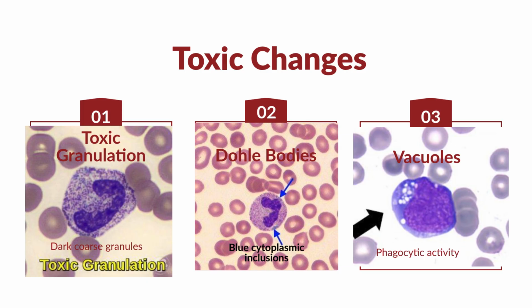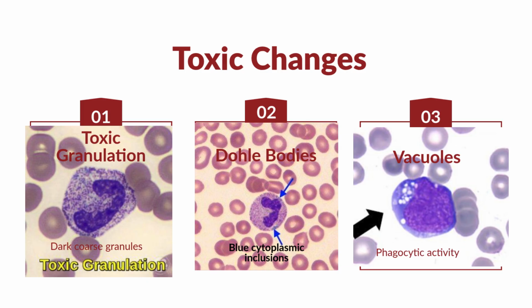So when we have a left shift plus toxic changes, it equals infection until proven otherwise. You have to prove me wrong that I don't have an infection. And then if it's not an infection, I must have some inflammation somewhere. So on the MLS test, when you see toxic granulations, Dohle bodies, vacuoles, and bands, think severe infection or inflammation. When you see blast nuclei and fine chromatin, leukemia. That's how you differentiate these two.